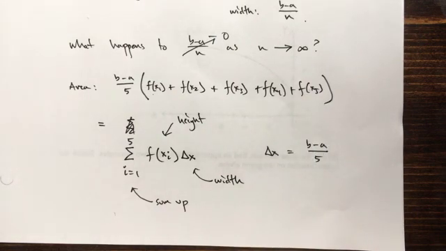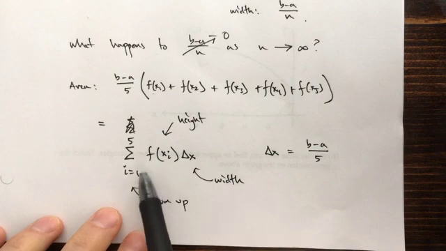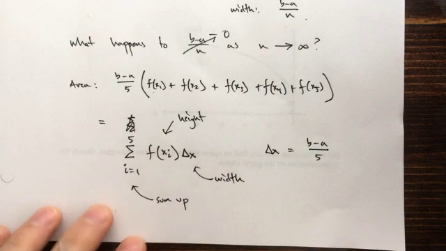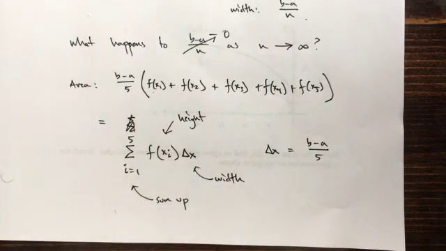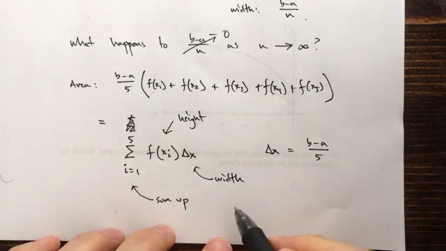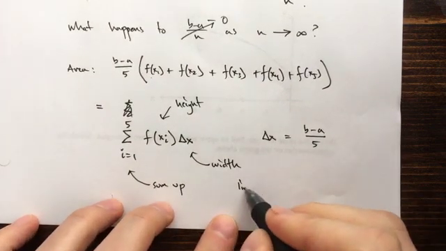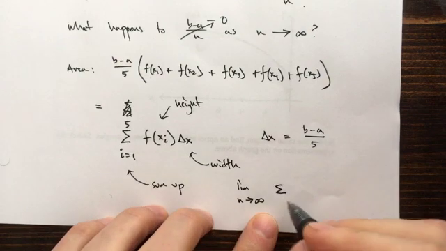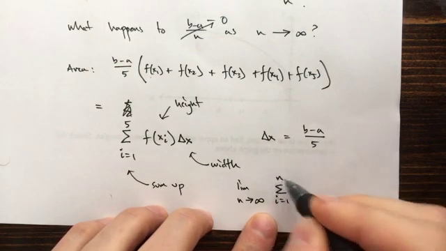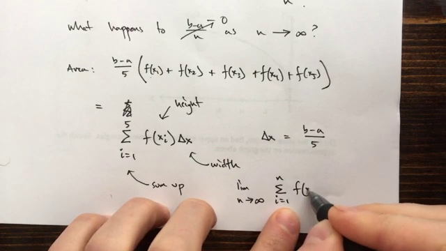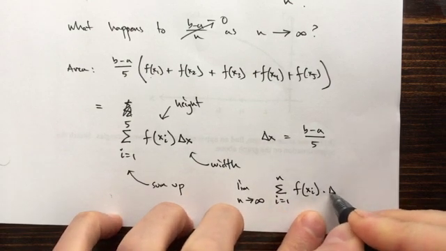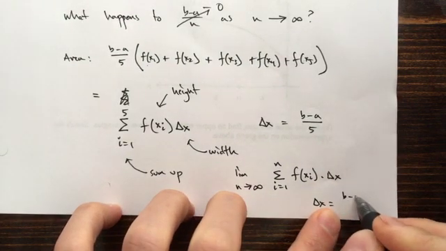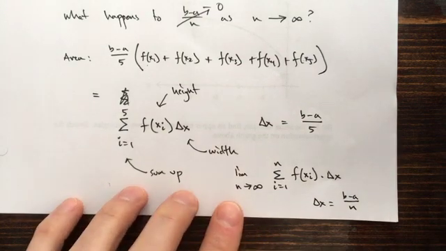And so what we can basically think about is really what we want to do is have more and more and more of these. So what we could actually think about wanting is maybe a limit as n approaches infinity of the sum from i equals 1 to n of f of x sub i times delta x, where delta x now is the length of our interval over n.